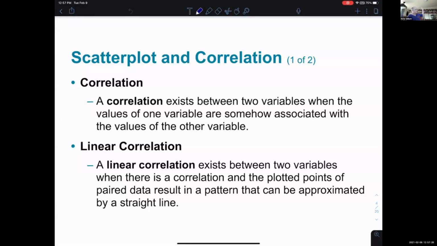And so I don't just have a bunch of heights and a bunch of weights, and I don't know which comes from which. To see if there's a correlation between the two, I need to know if when the height gets bigger, the weight does too. And to do that, I need to match those up. I need to have them paired together.